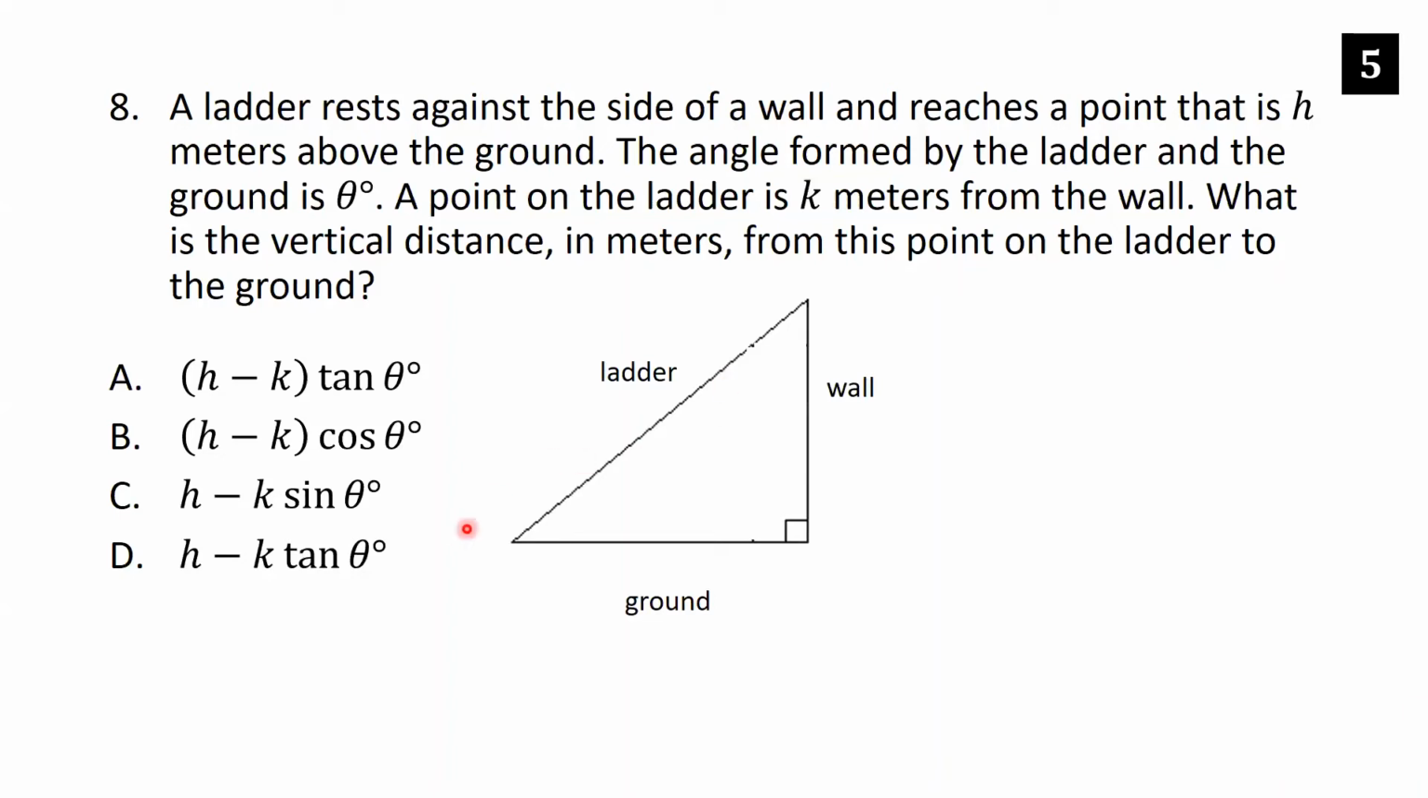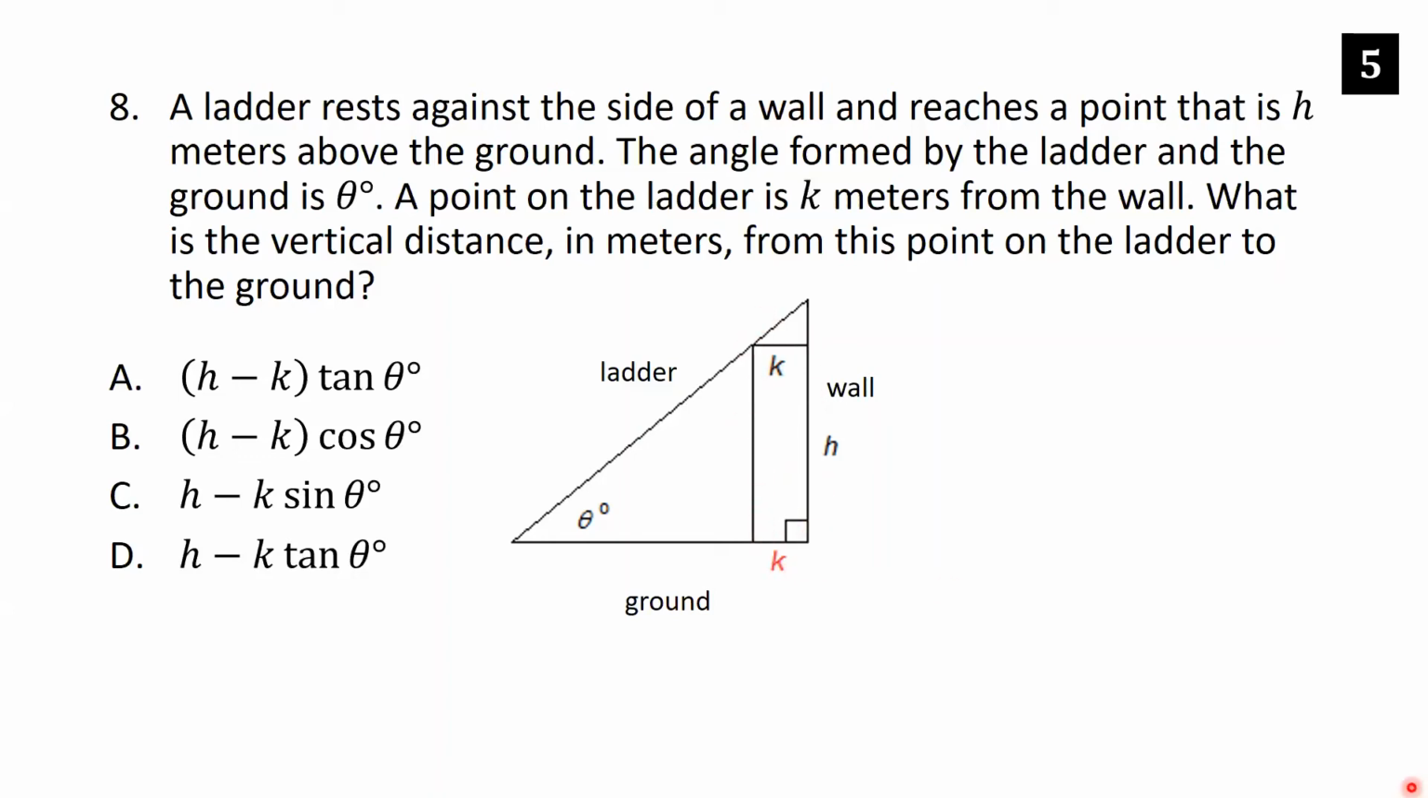We have a ladder resting against the side of a wall, right? And here's the ground. So now it says that the ladder reaches a point that is h meters above the ground. So that means that this length is h. And the angle formed by the ladder and the ground is theta degrees. That's here. Now, what about this point on the ladder that is k meters from the wall? There it is, right? K meters from the wall. I don't know how high it is. I'll just arbitrarily put it at this height. So it's k meters from the wall. That means this length down here is also k, right? Because this forms a little rectangle.